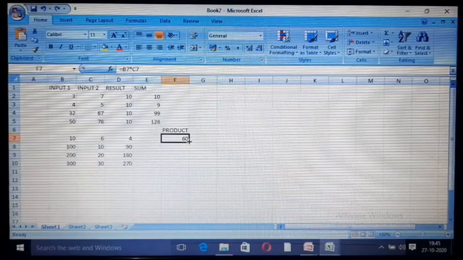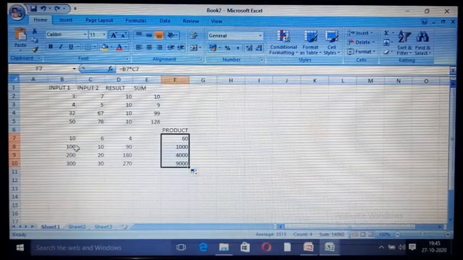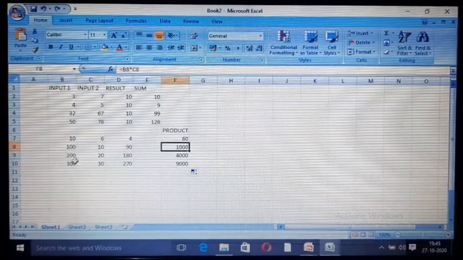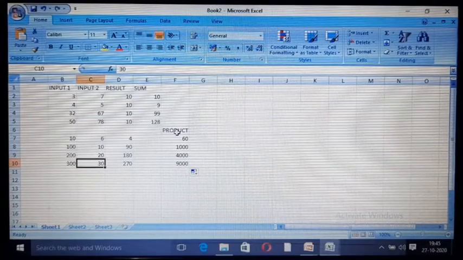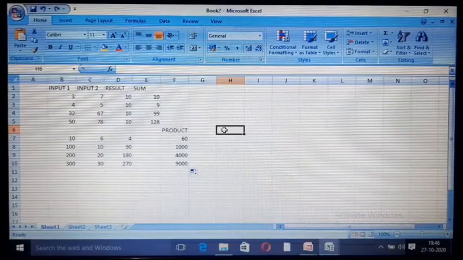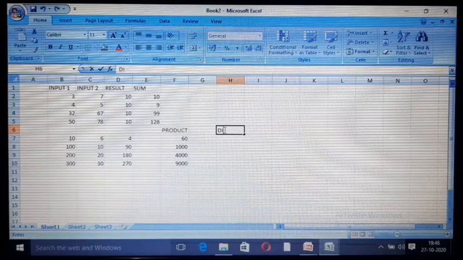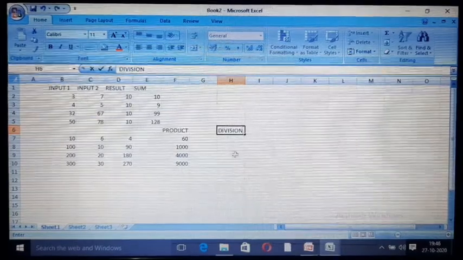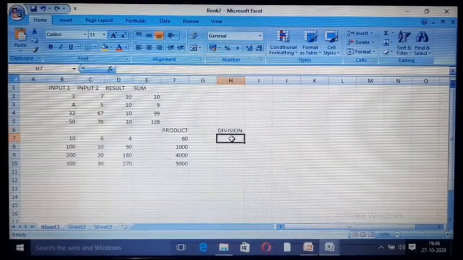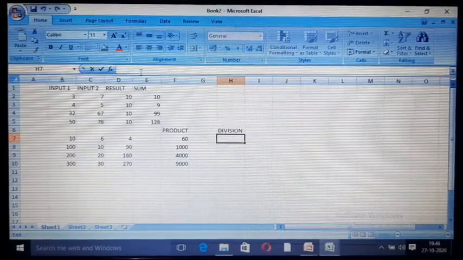Now you can use the autofill handle and click like this. Now 10 times 100 is 1000, 20 times 200 is 4000, 30 times 300 is 9000, like this. It will be automatically filled here. Likewise, you can do it for division also. The answer for division you can bring here like this.